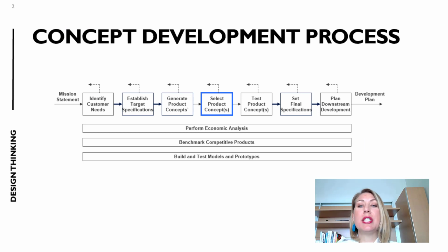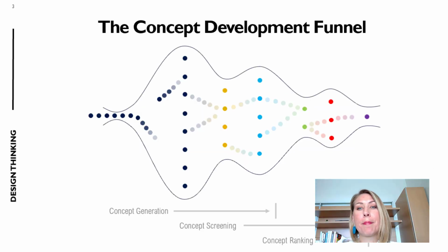Okay, so here you can see that concept selection comes directly after concept generation. After we've selected a few potential concepts here, we're going to test them in the next stage. And if we revisit the concept development funnel, you can see that concept screening and concept ranking, which are the processes that we're going to talk about here, involve narrowing down our concepts from really a bunch of ideas to a few really good ones, and ultimately, the one final idea that we're going to take to testing.